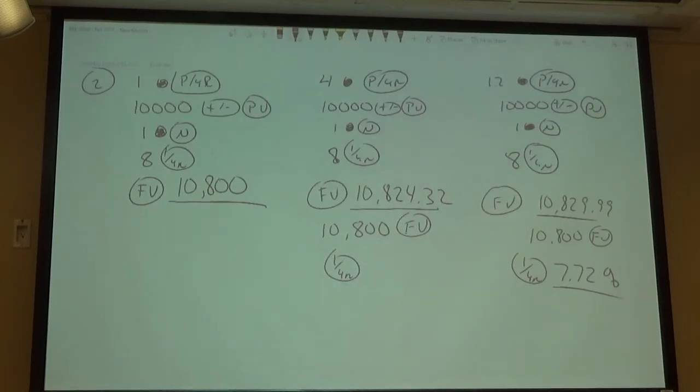Sorry, I didn't get how you got that 7.72. All I did was simply... No, I simply replaced the 10,829.99 with 10,800 as your future value, and then solve for the interest rate. And then when I press it, I get 8. Well, that's because you still have it in as 1 payment per year.